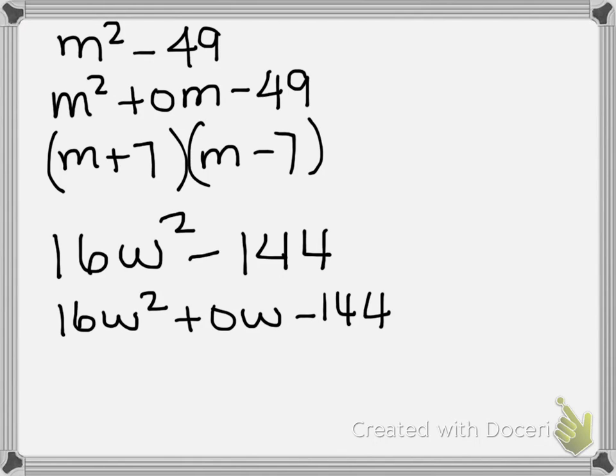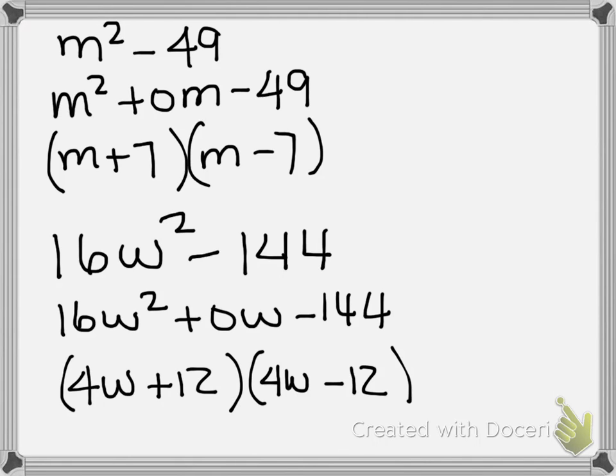Now, we know the number that multiplies itself to give us 144 is 12. The number that multiplies itself to give us 16 is 4. And ladies and gentlemen, we know the procedure. Have parentheses, and the signs are going to be plus and minus, of course. And we have 4w plus 12, 4w minus 12. That's it, ladies and gentlemen, nothing more.